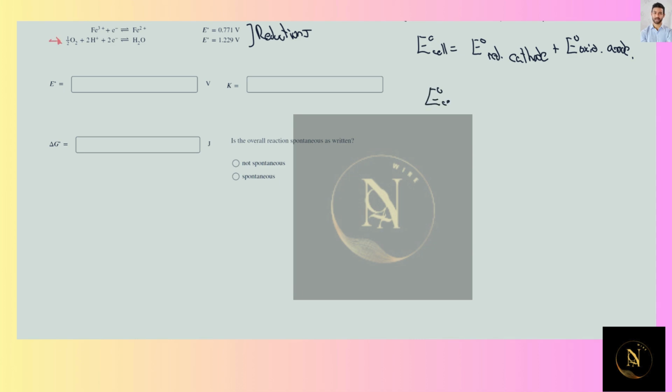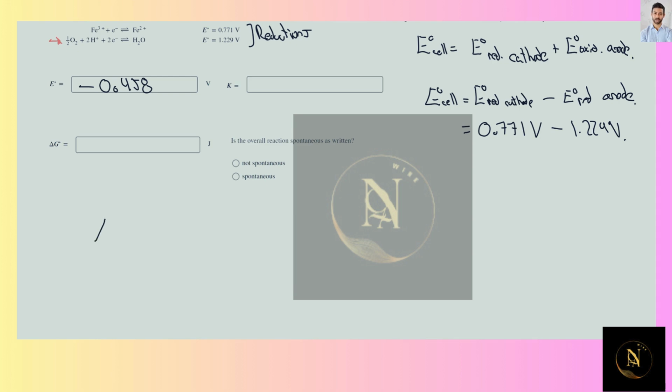So E0 for the cell would be equal to E0 of reduction for the cathode minus E0 of reduction of the anode in this case. So this would become 0.771 volts minus 1.229 volts, which is going to give us an E0 of minus 0.458 volts.